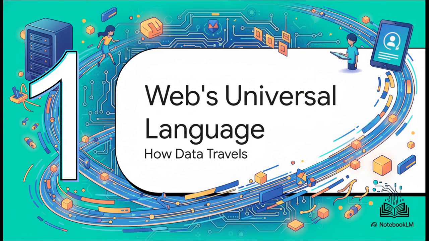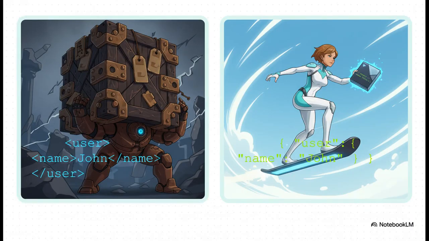Okay, first things first. Any conversation needs a common language. And for the millions of software systems talking to each other across the internet every single second, that language has to be incredibly fast, super efficient, and of course, universally understood. Just look at the difference here. On the left, you've got the old way of doing things, XML. See all those heavy, repetitive tags? Now look at the right. That's its successor, JSON. It is clean, it's lightweight, and it gets straight to the point.